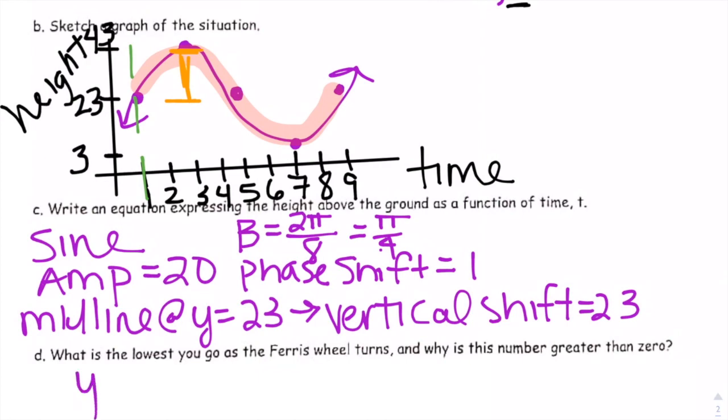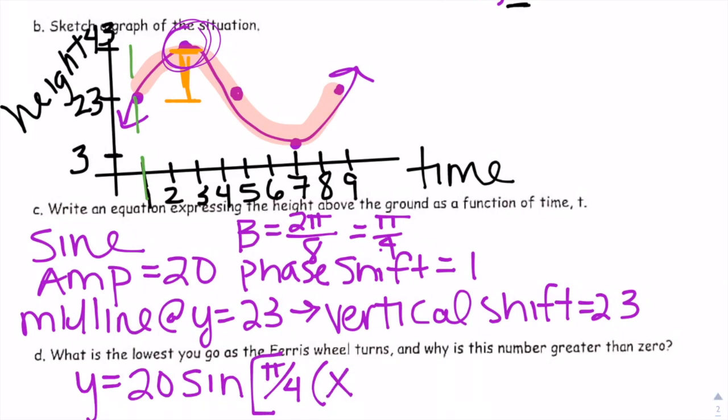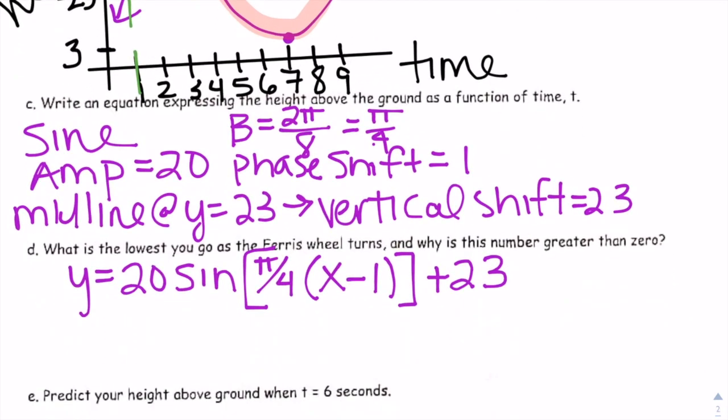And so we're going to say, okay, well, y equals, we're hitting a maximum up here first, so it's positive, and then our amplitude, it's sine of, our b value is pi over 4 times x. Our phase shift is 1, but remember it's always opposite, so instead of adding 1, we're going to subtract the 1. And then our vertical shift is 23. So the next question says, what is the lowest you go as the Ferris wheel turns, and why is this number greater than 0? Well, the lowest that we go is 3, and the reason it's greater than 0 is because if it was 0, we would hit the ground, and that wouldn't work.